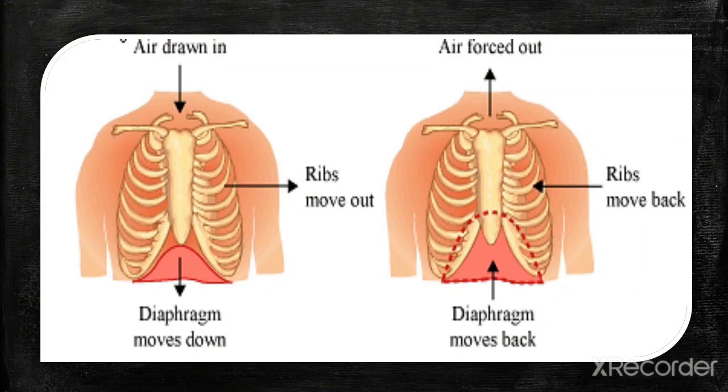This is the diagram showing the movement of the diaphragm during inhalation and exhalation. In the picture on the extreme left hand side, you can see the diaphragm is moving down. It is when the air is drawn in, and the ribs also move out. Whereas when the air is exhaled or forced out, that is when the carbon dioxide is being released from the body, the diaphragm moves back to its original position and the ribs also come back to their original position.